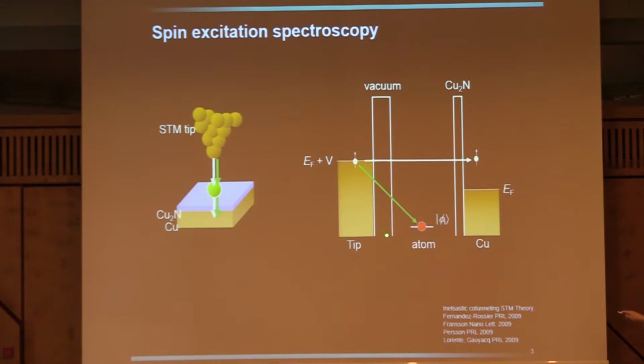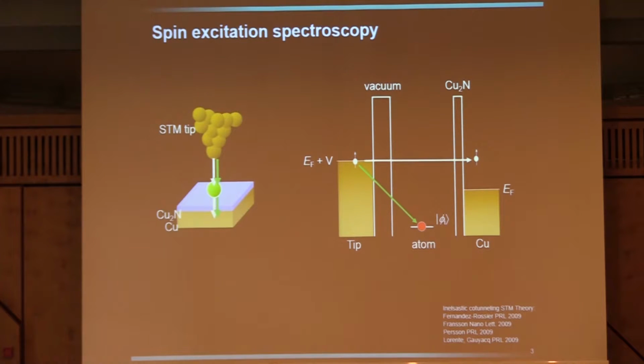Then we have a vacuum barrier. The atom, which can have a few states, for example, magnetic states or spin states. The copper nitride looks like a barrier as well, and then we have the copper substrate. The normal tunneling mechanism would be elastic tunneling. That would be what you might be most used to, which is an electron from an occupied state in the tip, for example, just tunnels through everything into an unoccupied state here.